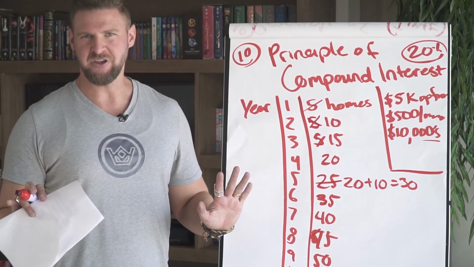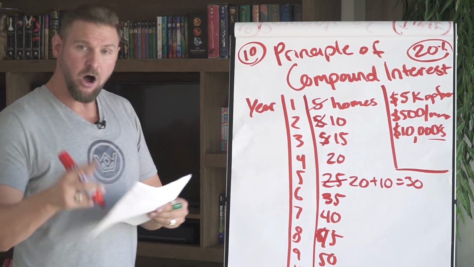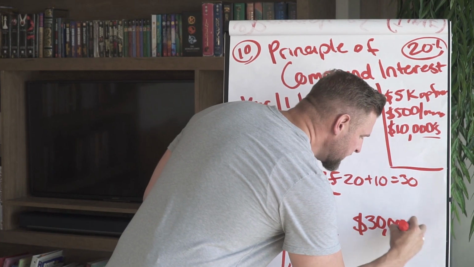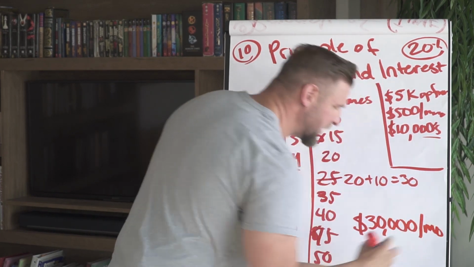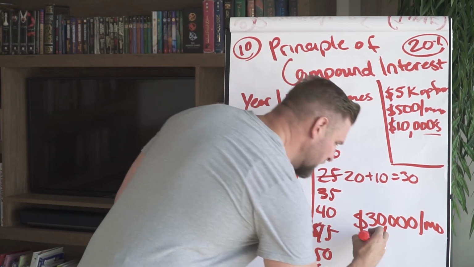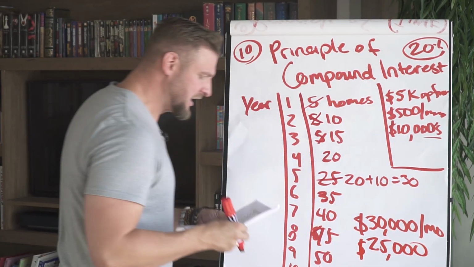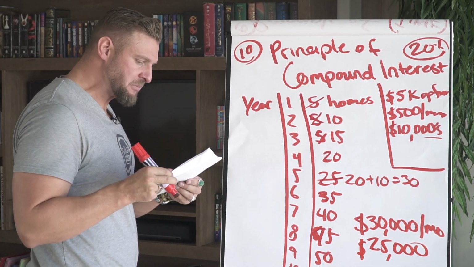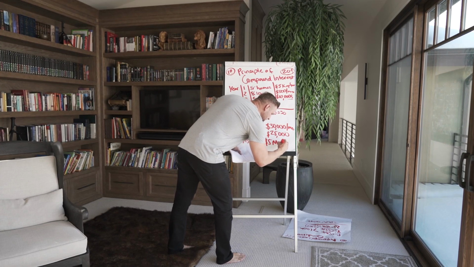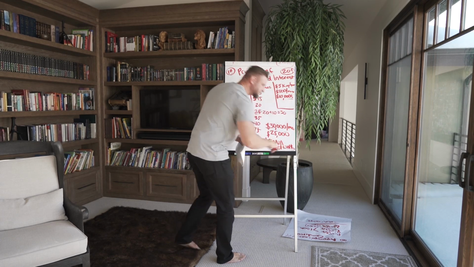So just pause for a second. I don't want you to get lost, but I want to tell you what all this math adds up to. All of this math adds up to $30,000 a month of residual income. It also adds up to $25,000 in residual income from the upfront money. And it also turns into $5 million of net worth.